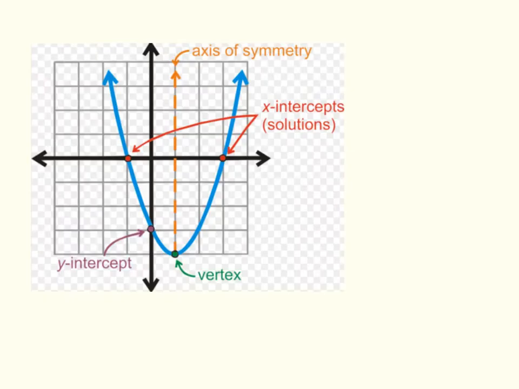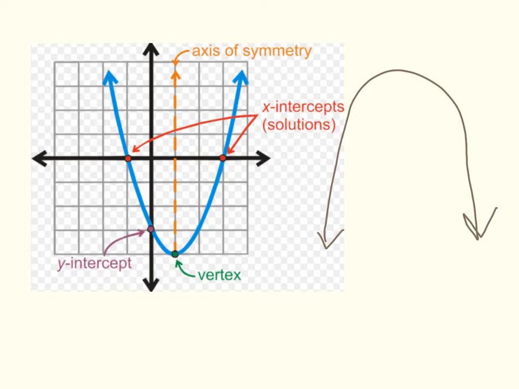The graph of a quadratic is called a parabola. And this here is an example of an up parabola. You can also have parabolas that are going down, like this.